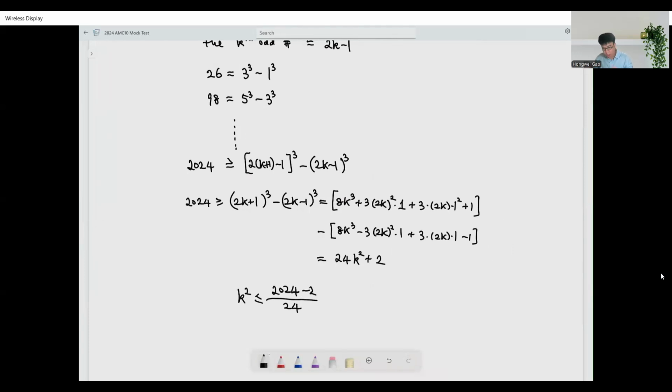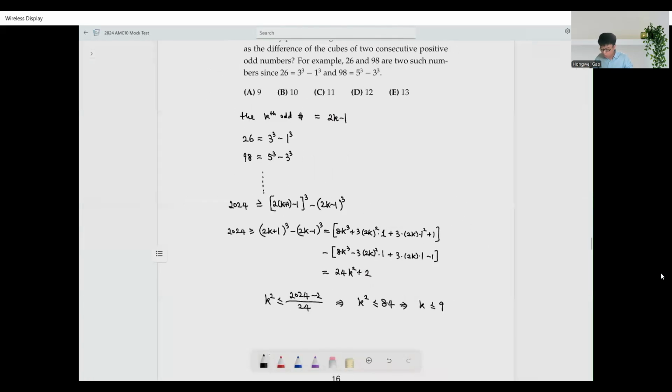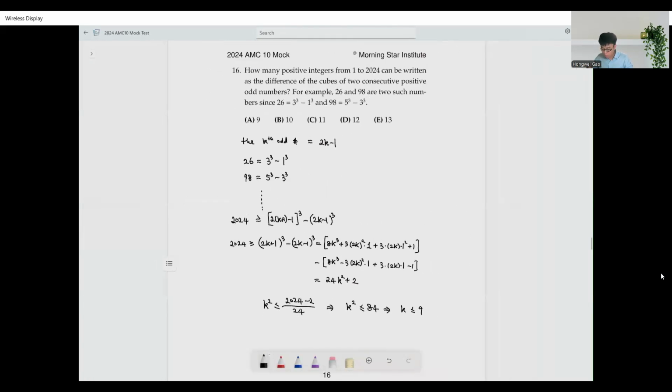So that's about 84. So we can conclude k squared is less than or equal to 84. But now k is an integer, so that means k is at most 9. At most 9. So the answer is 9 to this question.